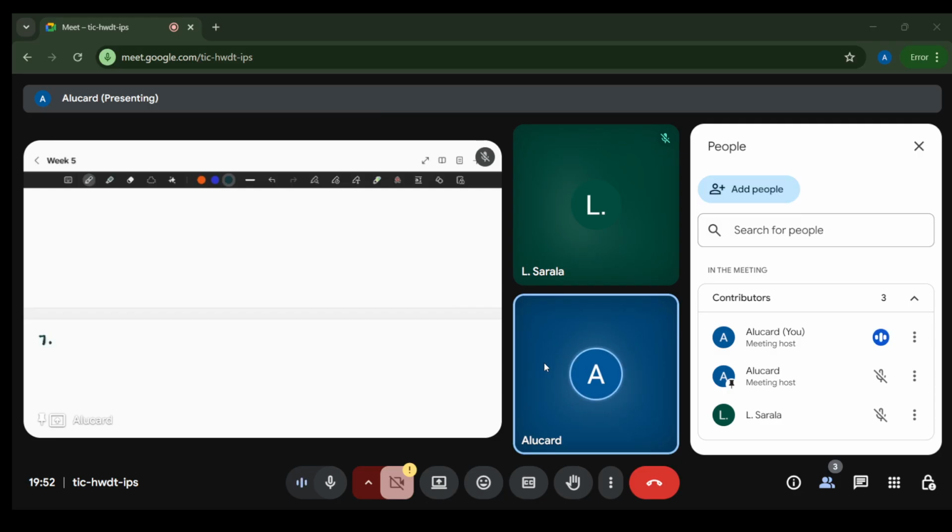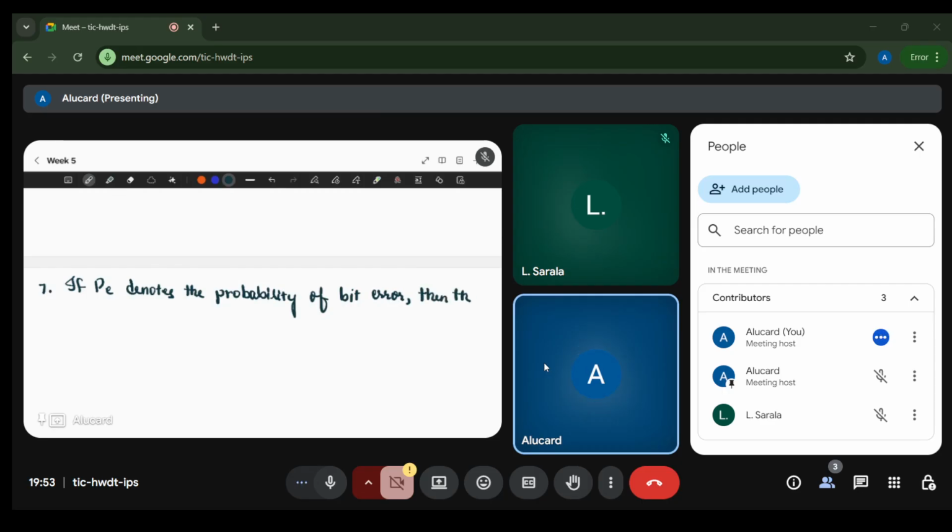Next is a very basic question. If PE denotes the probability of bit error, then what is the probability that two independent bits are recovered without any error?